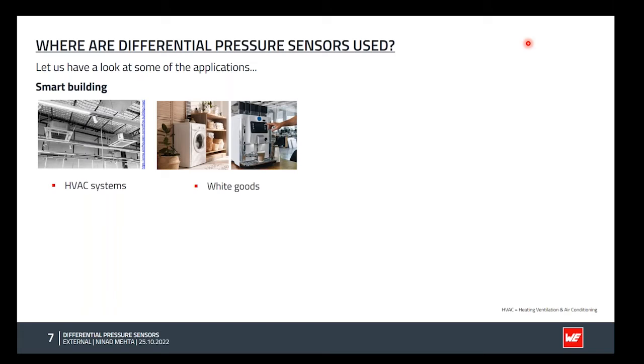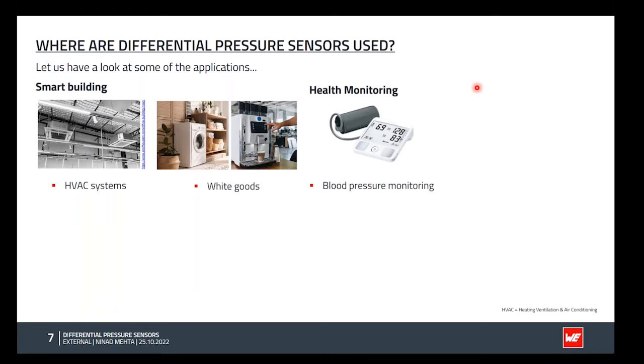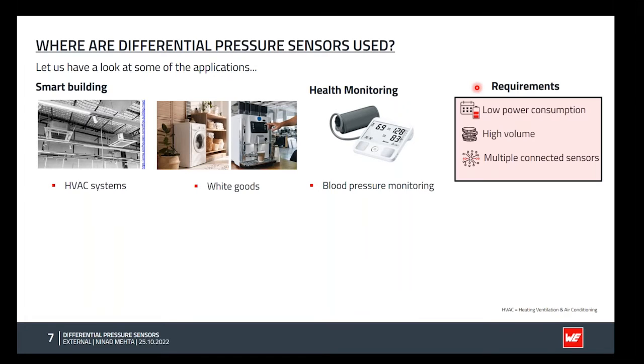Also, multiple sensors, more than one sensor, are used, and they are all connected on a bus to one microcontroller. Even in health monitoring, for example blood pressure monitoring, you have a differential pressure sensor employed. These applications always demand low power consumption. Applications such as blood pressure monitoring are battery operated, so the sensor should have a very low power consumption.